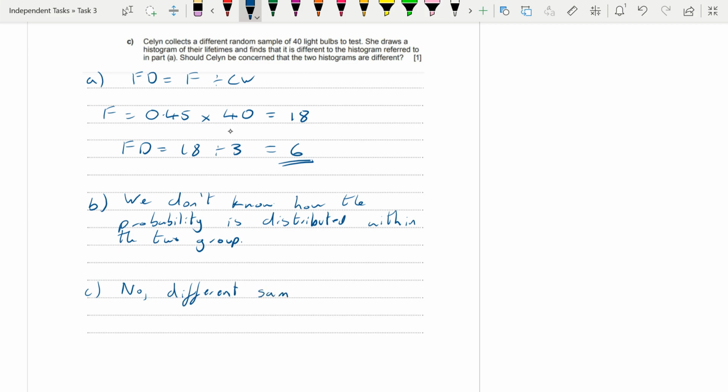Different samples will lead to different results. Then you have to refer to the sample in here. You cannot refer to the light bulbs individually.